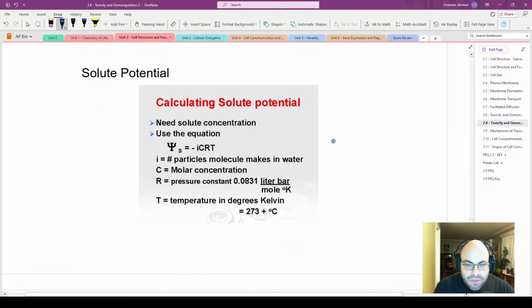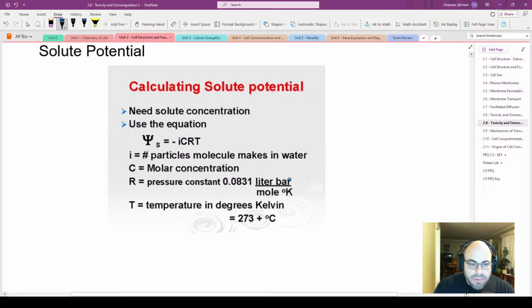Here's the equation for solute potential. There's a couple things. Here, let me get my highlighter out. Molar concentration, you don't have to solve for moles in this class, so it's going to be given. R is always given. Here it is on the formula sheet. Temperature is probably going to be given to you in Celsius because they want you to do this little conversion right here, which I also believe is on the formula sheet.